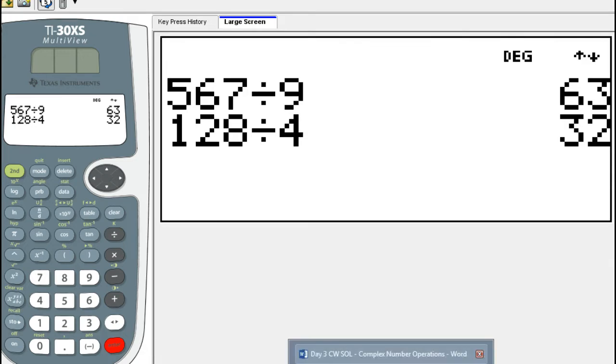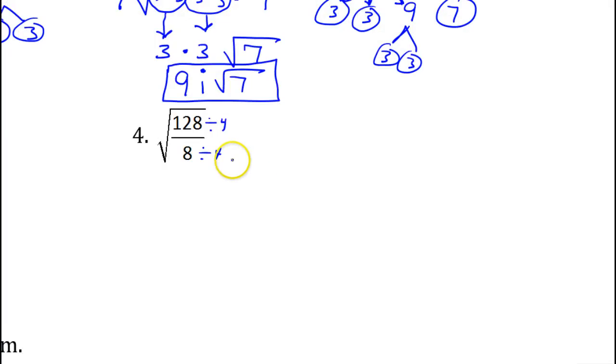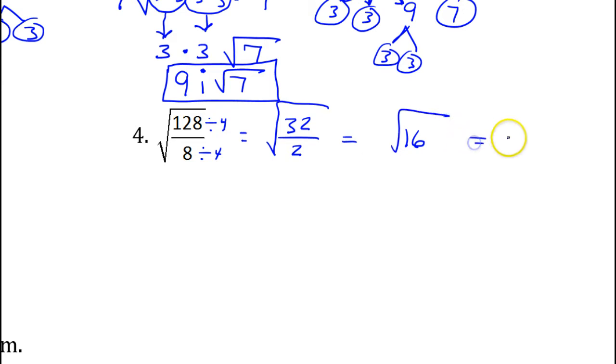In fact, maybe I'll just follow through for a second. So I would have 32 divided by 2, but 32 divided by 2 is 16. Okay, so if it's just reducing this fraction, I have the square root of 32 over 2, or the square root of 16, which of course is 4. So the final answer here is going to be 4.